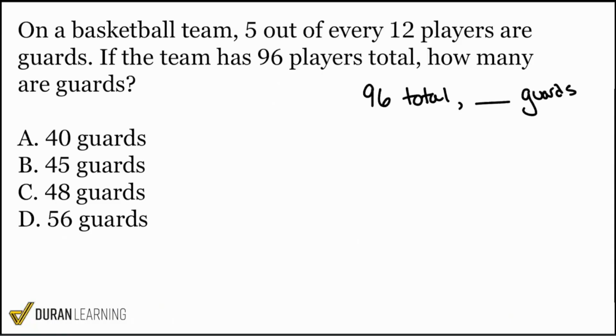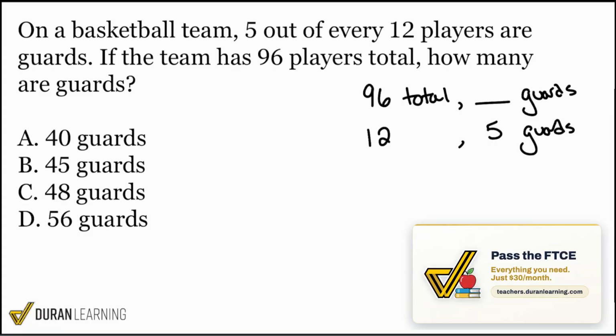Notice the 96 total that they gave us is being compared with the number of guards that we're looking for. That's not a coincidence, because the first sentence says on a basketball team, 5 out of every 12 players are guards. So look at that. We have the same things being compared in the same way: total to guards. Again, 12 players total, 5 of them are guards. So for every 12 players that you have, which is a total, 5 of them will be guards.